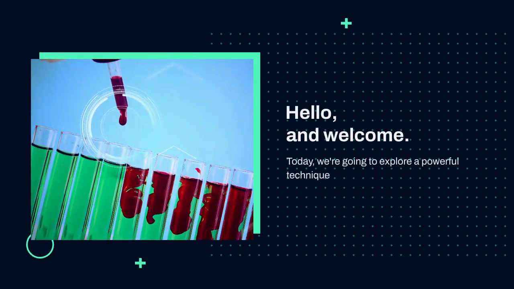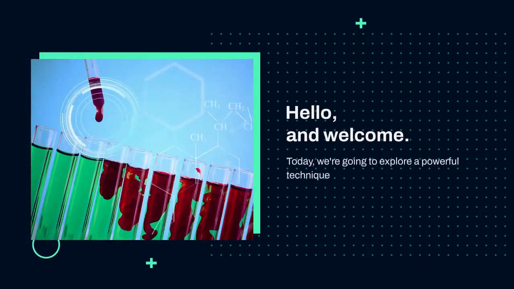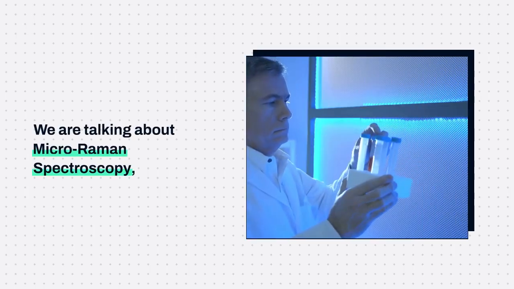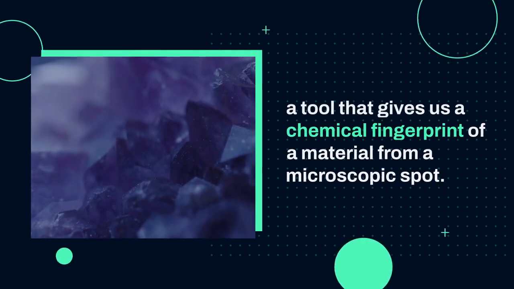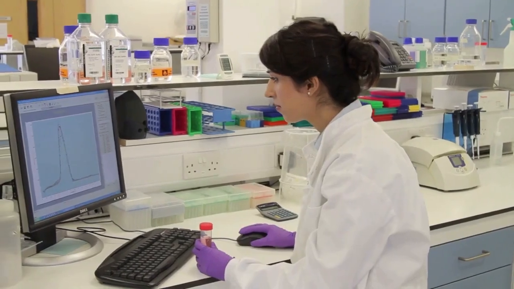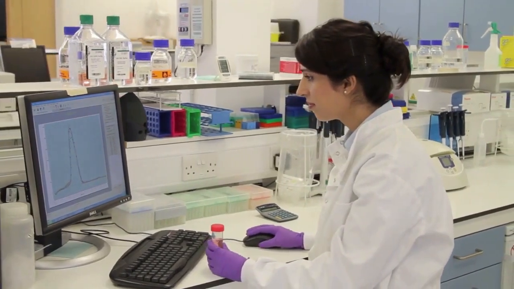Hello and welcome. Today, we're going to explore a powerful technique that lets us see the invisible world of molecules. We are talking about micro Raman spectroscopy, a tool that gives us a chemical fingerprint of a material from a microscopic spot. To understand it, let's first break it down.